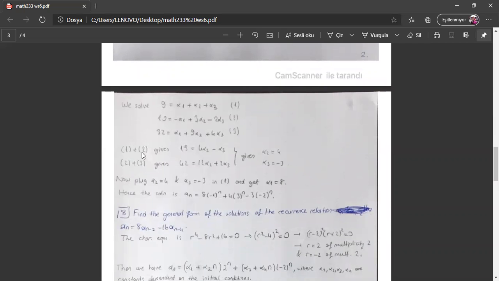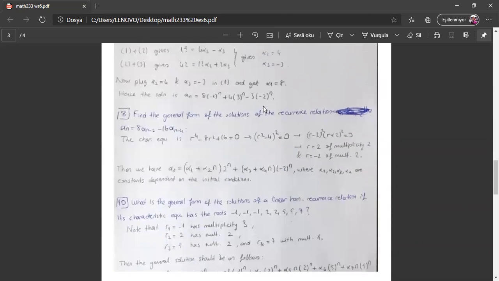We add the first one and the second one and find this, and with the second one and third one, we get this. If we add them, we solve this system and get these values. When we find these, we plug them into the first equation and get alpha 1. So minus 1 to the n times alpha 1 equals 8, so we write 8 there. We find the values of these constants, so we write them. This is the general solution.